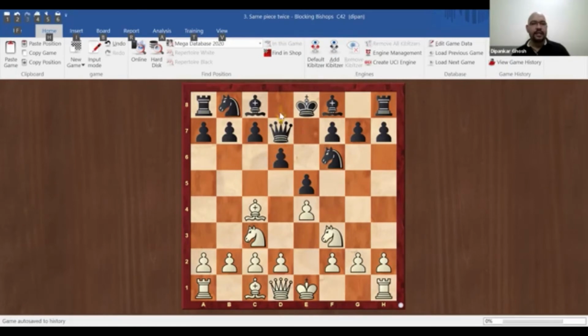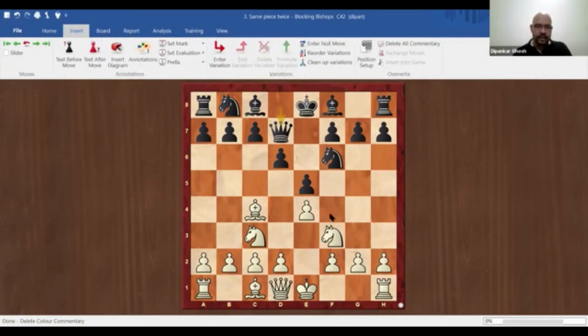So black has made, you can say, two mistakes. He's blocking both his bishops to some extent, this one by the pawn, the other one by the queen, and he's developing his queen too early. Now let's see if this has any effect on the game later on. So white will continue following the principles.